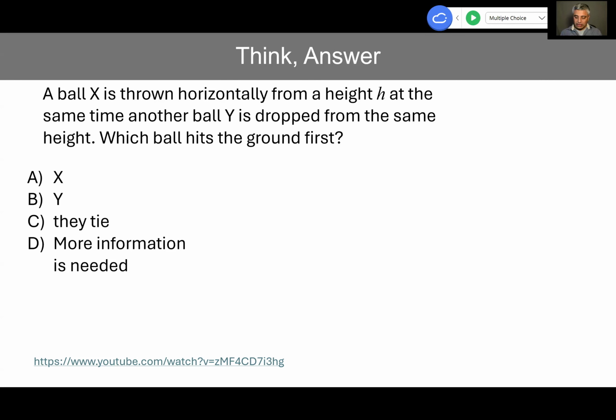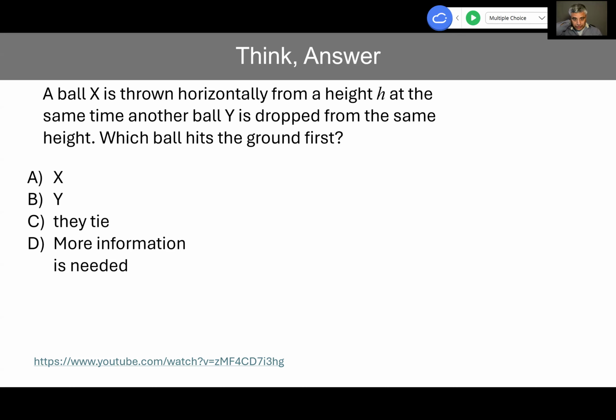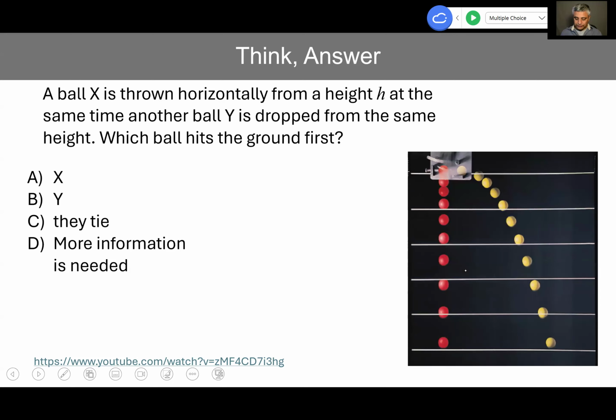Okay, let's see how we did. Mostly C. You say they tie. How do you know? Any idea? Yes, that is the correct answer. So here is a sketch of such a situation. You see one is dropped. It's in free fall here. And this is also in free fall, but it begins in the horizontal direction first. So the initial velocity was in the horizontal direction.